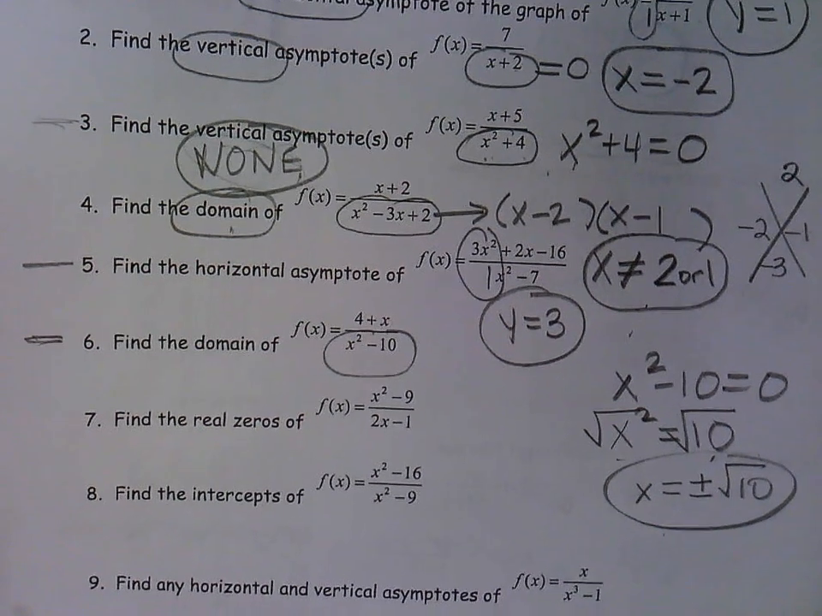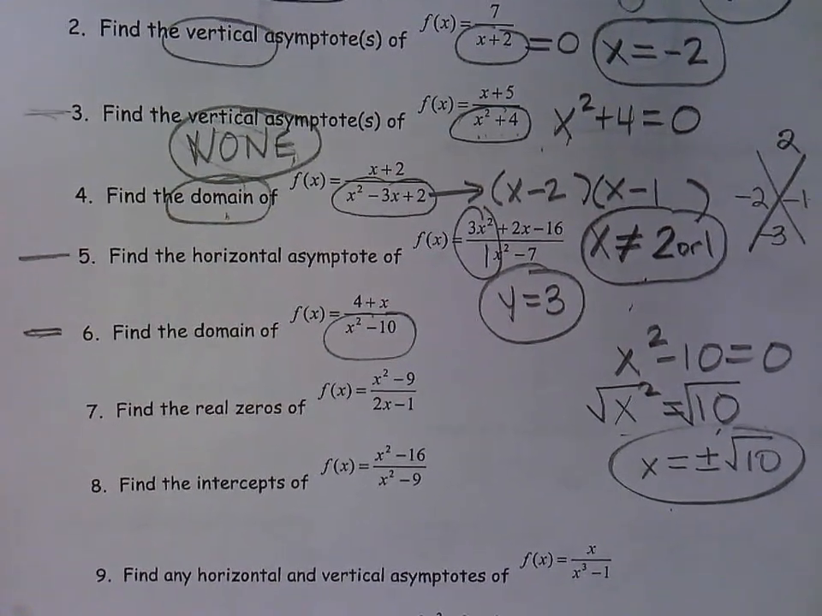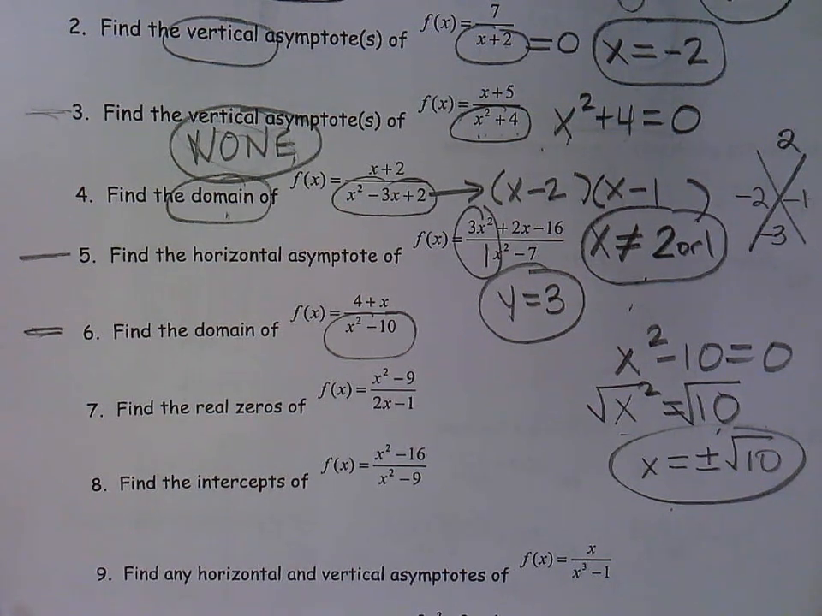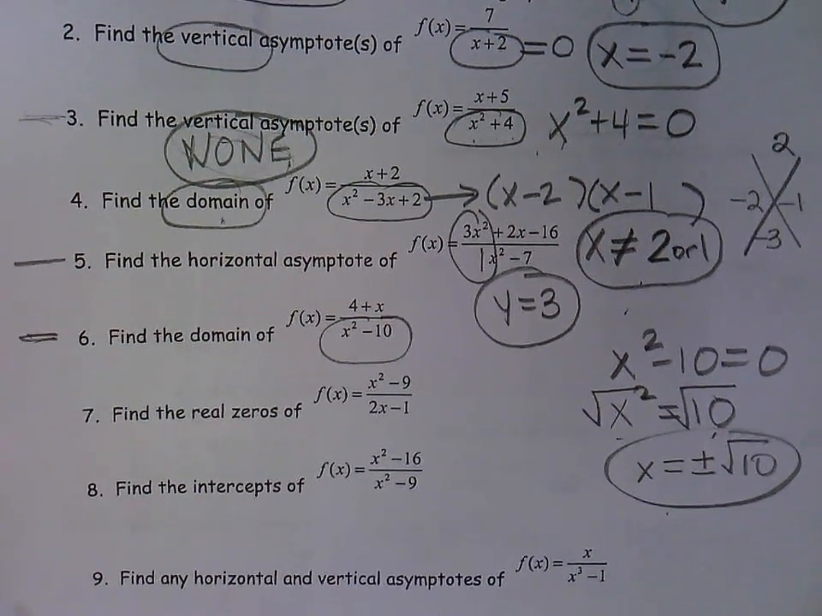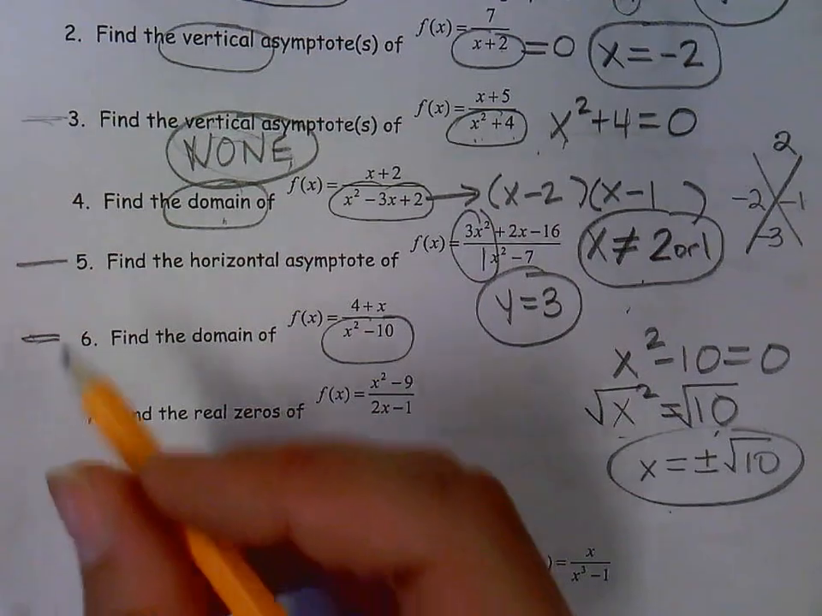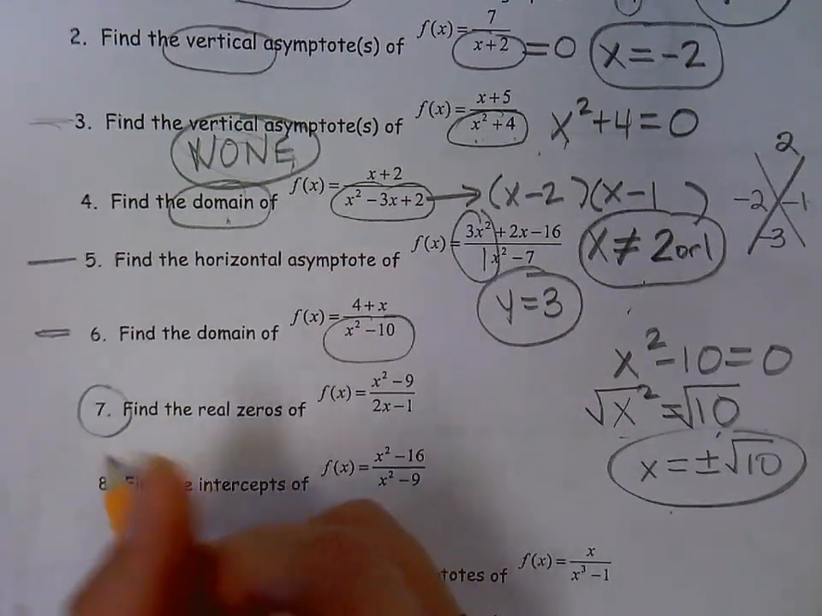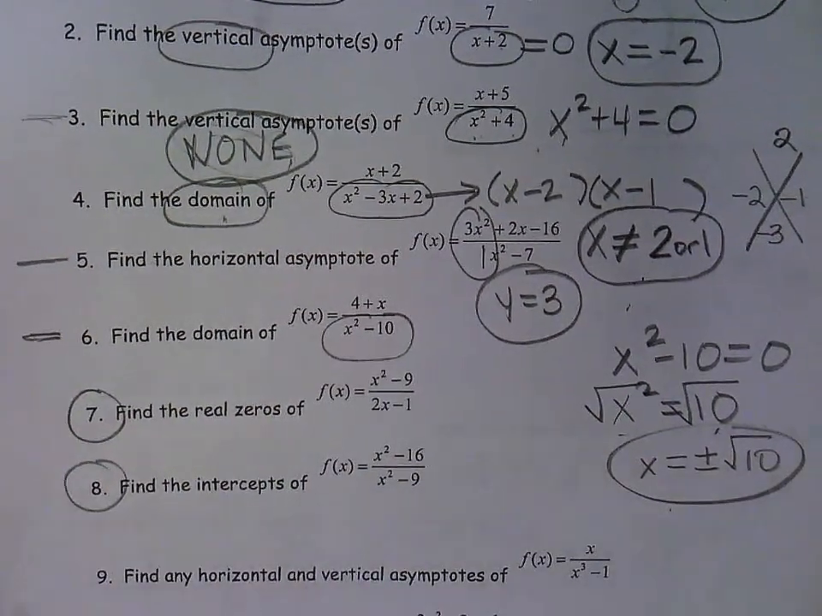So let's see. Let's do 7 and 8 together, and maybe 10. Let's do 7, 8, and 10. And then you try 9, 11, and 12. I'm choosing 7 and 8 because they're about intercepts, and 10 because it's a slant asymptote. Then you try 9, 11, and 12.